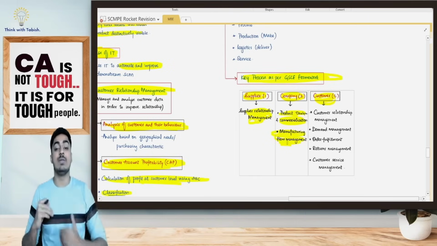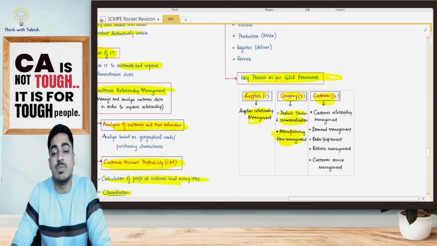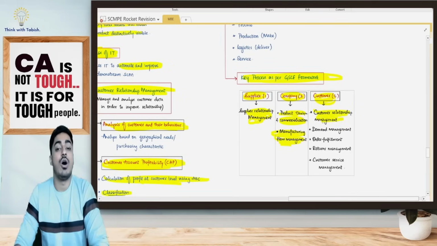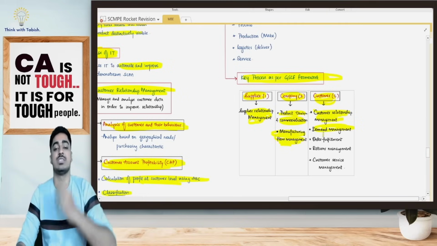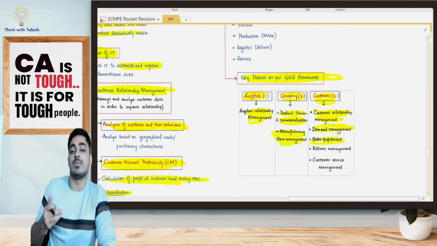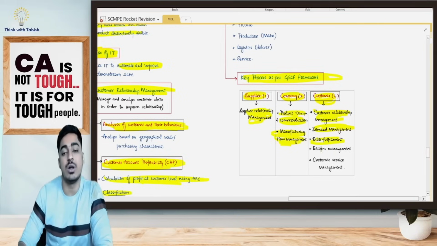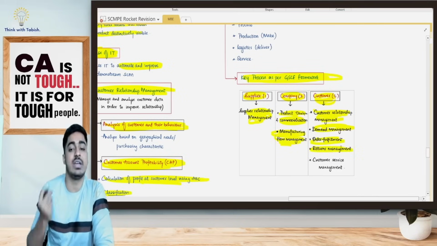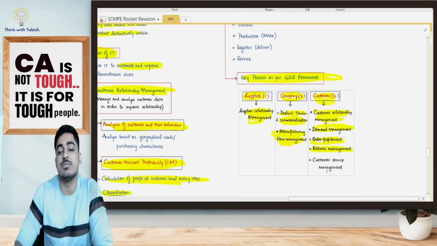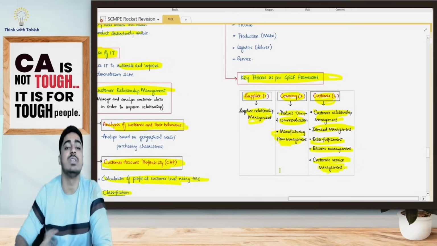Now what do we have to do while we are giving it to the customer? Firstly, customer relationship management, so that you get the order from the customer. Once you have maintained a good relationship, you will get orders. So, demand management. Once you've got the demand from the customer, order fulfillment: fulfill the order. If the customer is not satisfied, have returns management as well as customer service management. Overall, the customer should be happy with the service we are giving.